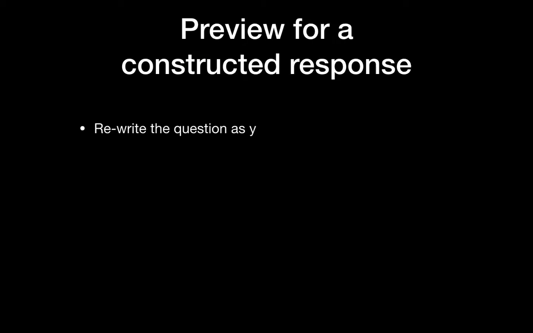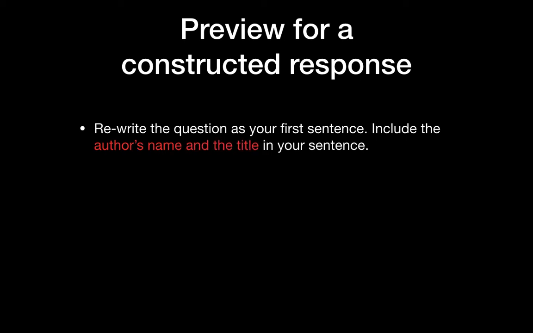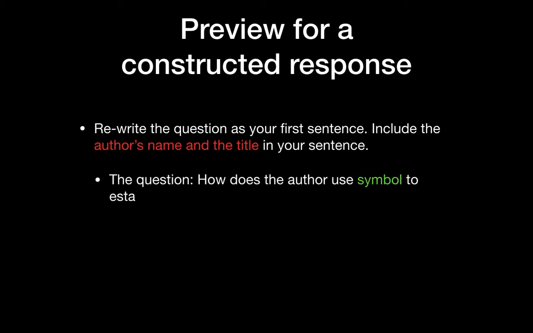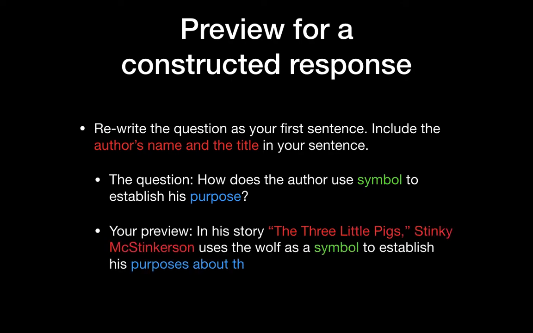So, if you are writing for a constructed response, your preview sentence will be oh so very easy because you will rewrite the question as your first sentence and include the author's name and title in your response. For example, if the question was, how does the author use symbol to establish his purpose? Well, your two key words are going to be symbol and purpose, because that's what your paragraph is going to be about anyway. So your preview would be something like this, including the author's name and the title.